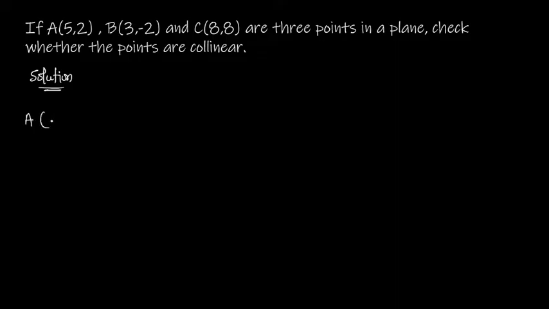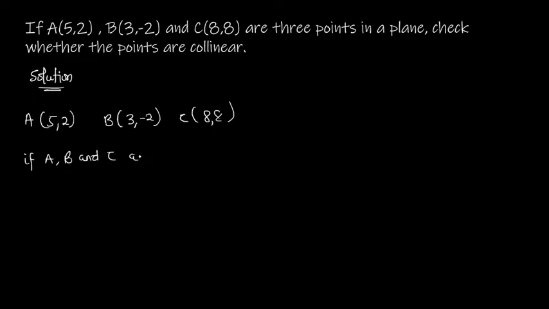So I'm going to write my points: A is 5, 2, my B is 3, -2, and then my C is 8, 8. As usual, I say if A, B, and C are collinear, then it means that the gradient of the points AB should be equal to the gradient of the points BC, and that should be equal to the gradient of the points AC. So the first thing I do is to calculate the gradient of my points AB.